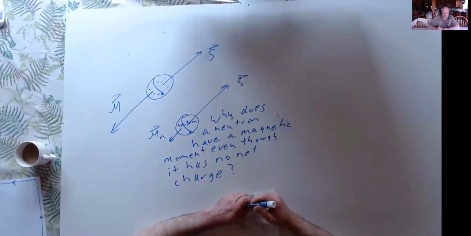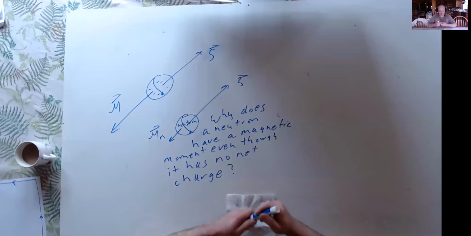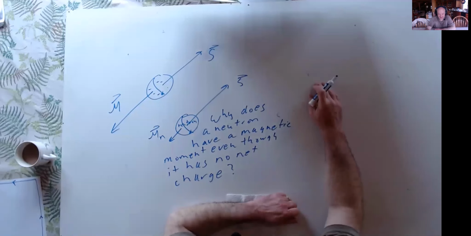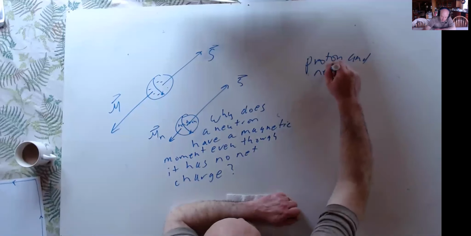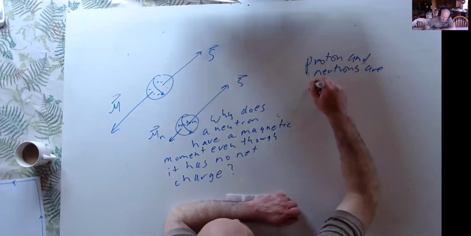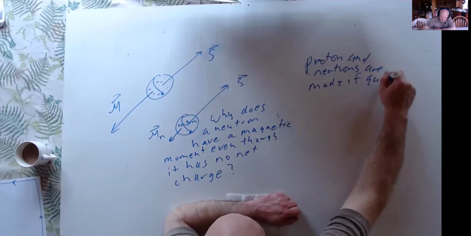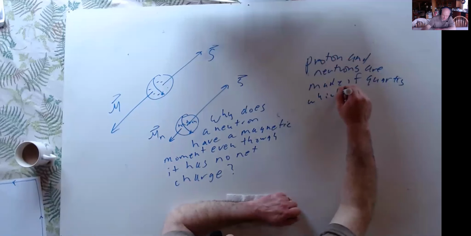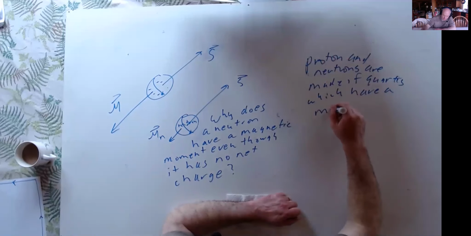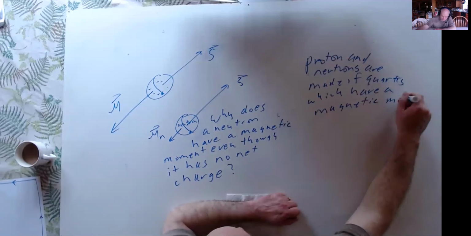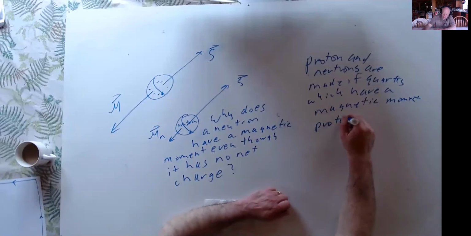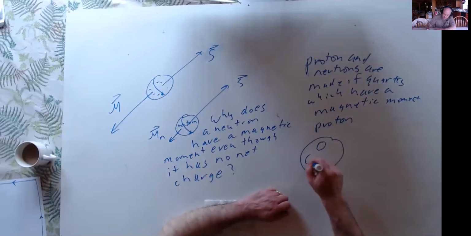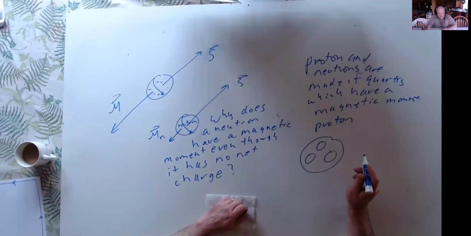Okay, what are protons and neutrons made of? They're made of quarks. So protons and neutrons are made of quarks, which have a magnetic moment. So what happens is that a proton, I can think of as being made up of 3 quarks here. I don't remember what the quarks are for a proton. There's always 3 of them.